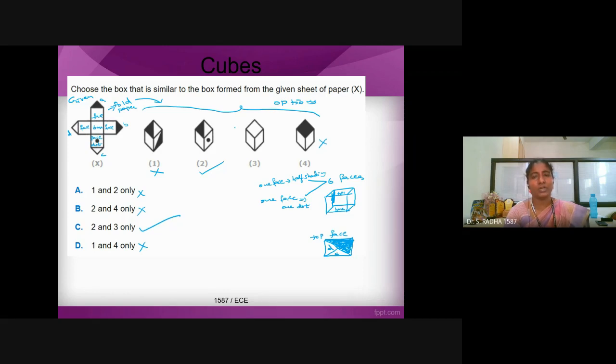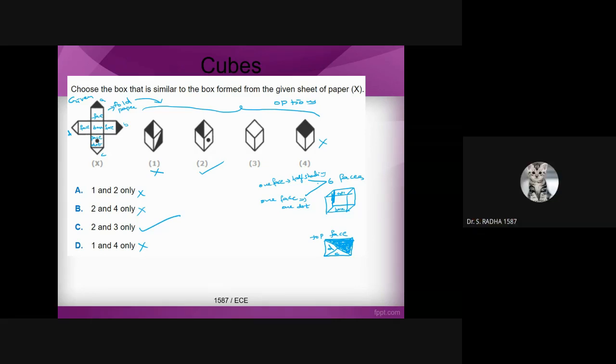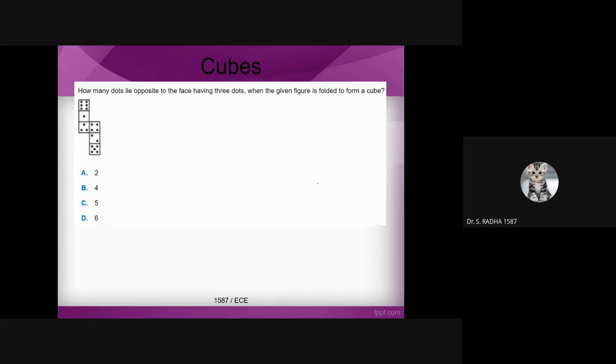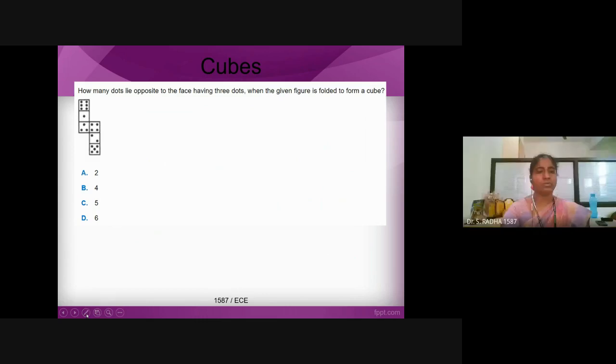So three faces are not visible. In the visible faces, there is no dot and no shading. So the other three faces may have one face half shaded and one face with one dot. Option C is the correct answer. Now I am going to the next problem.